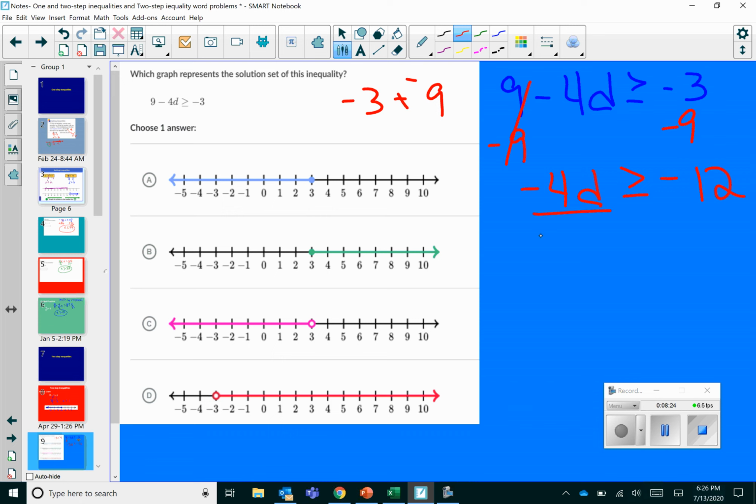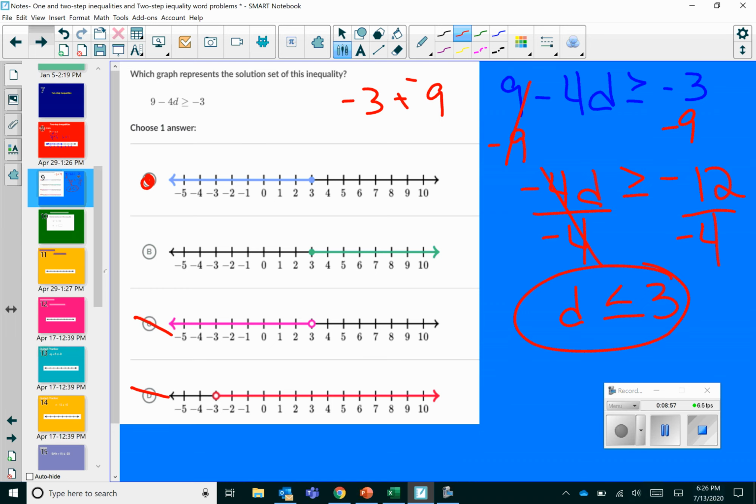And then now I'm going to divide through by -4. Be careful here. Notice I am dividing by a negative, which means what happens to our inequality symbol? It flips. And a -12 divided by a -4 is going to be a +3. So we're looking for a closed circle at 3. So right away I can eliminate C and D. And it's less than or equal to, which means your arrow should be going to the left, which makes A the correct answer choice here.